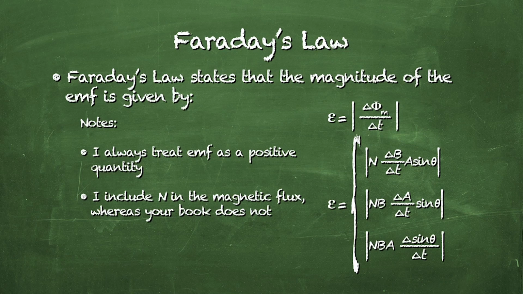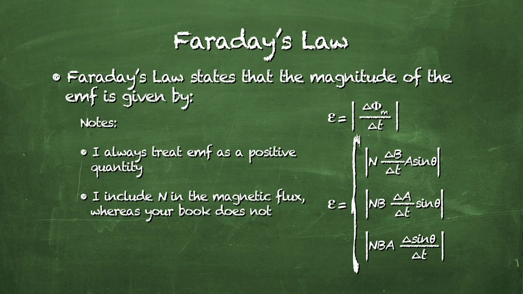So we have electromotive force is equal to the absolute value of N times the change in the magnetic field over the change in time, times the area, times sine of theta, if it's the magnetic field that's changing. Or the electromotive force is equal to the number of wraps of wire in the loop times the magnetic field times the change in the area of the loop over the change in time times sine of theta, if the area of the loop through which the magnetic field passes changes.